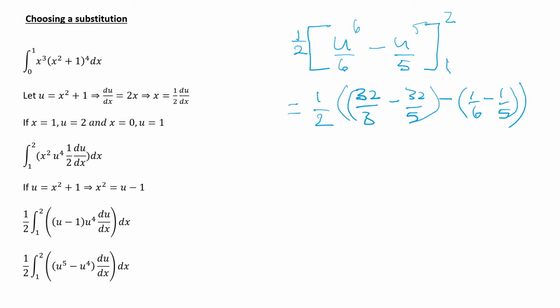So plugging in my values, 2 to the 6 is, well, it's actually 64, but it's 64 over 6, hence I've got 32 over 3. 2 to the 5 is 32, so I've got 32 over 3 minus 32 over 5, minus, putting in 1, 1/6 minus 1/5. So I'm going to end up with 1/2 of 43 over 10. I tend to write top-heavy fractions. There's no point in writing 4 3/10 when I can write 43 over 10. Fairly obvious. And a half times that is 43 over 20, no real problem.